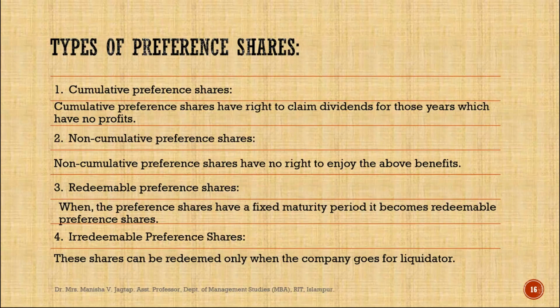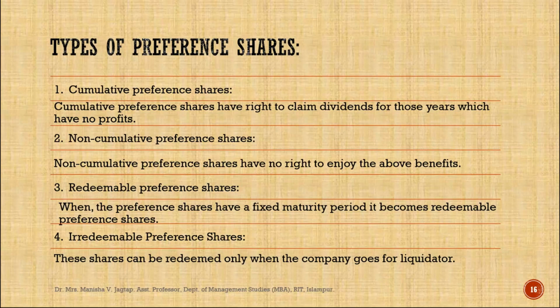Next type is non-cumulative preference shares. Non-cumulative preference shares have no right to enjoy the above-mentioned benefit. They are eligible to get dividend only if the company earns profit during the year. Otherwise, they cannot claim any dividend.